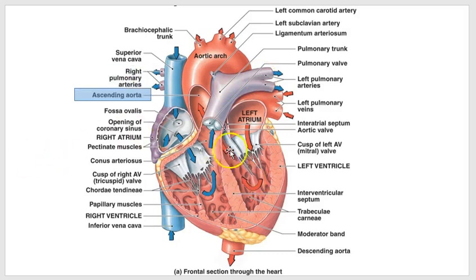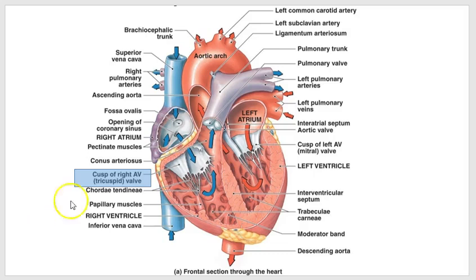Here you can see your ascending aorta, so as the blood comes in the left atrium, down into the left ventricle, and then out your ascending aorta. And right about here, right before this aortic valve, this semilunar valve, you're going to have your coronary arteries coming out.